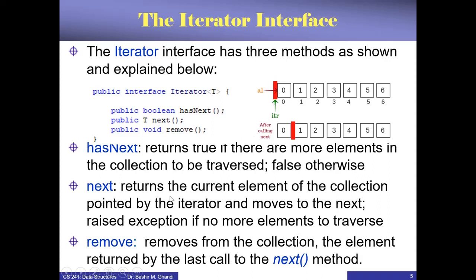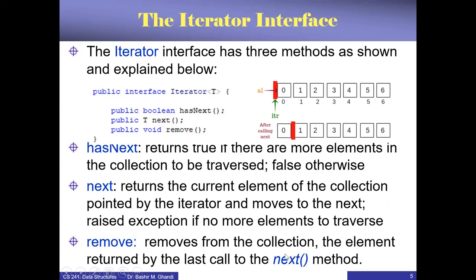So before you can call remove, you must first of all call next. If you call remove at this initial point, it's going to return an error. But suppose after you say next, so that you obtain 0 and the iterator has now moved to 1, if you now say remove, it will remove the 0 from the collection. So the list will not have the 0 element anymore. This is the idea.